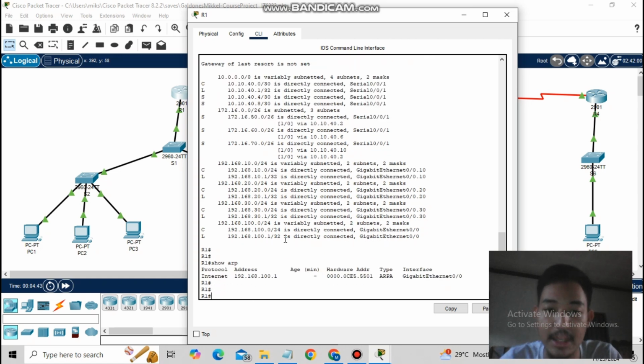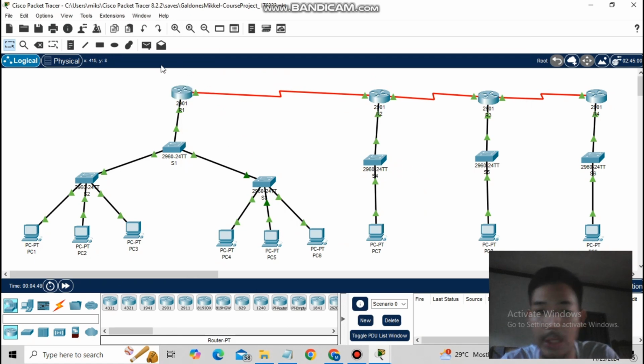And it shows the gateway to our switch 1 over here, which connects switch 2 and switch 3 to the various PCs, which are 3 per switch over here.